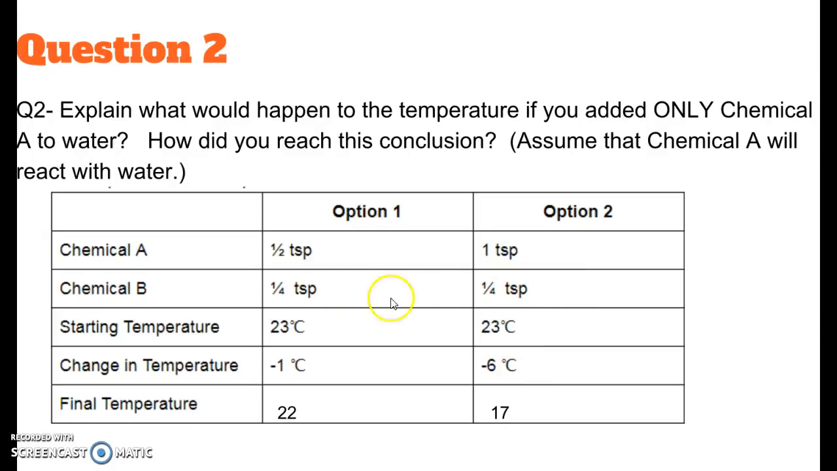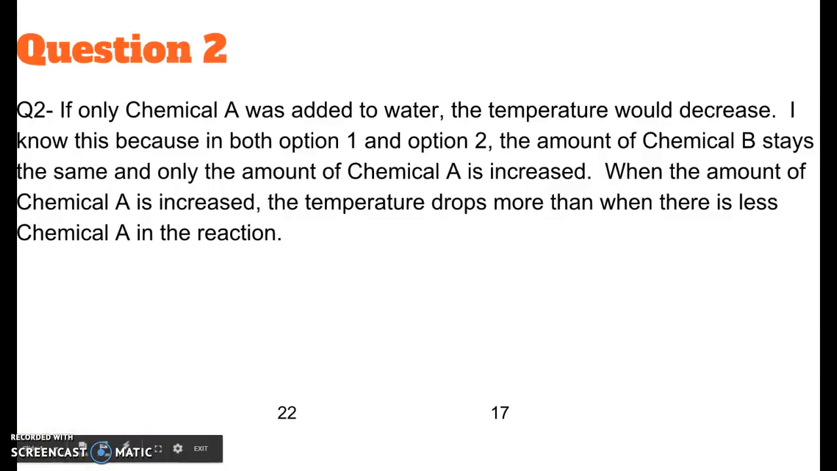So again, because chemical B is the same, I know that increasing chemical A makes the reaction get colder or lose more thermal energy. So if I add chemical A to water on its own, I know the temperature would decrease. I know this because in both option 1 and option 2, the amount of chemical B stays the same. Only the amount of chemical A is increased. When the amount of chemical A is increased, the temperature drops more than when there is less chemical A in the reaction.